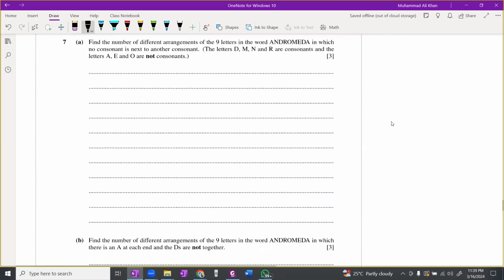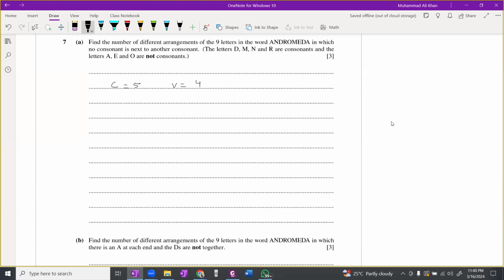Question number 7, the question of permutation and combination. क्या कहा गया जनाब permutation combination के question में? Find the number of different arrangements of the 9 letters in the word Andromeda in which no consonant is next to another consonant. सबसे पहले हम चेक कर लें consonants हैं कितने. Consonants हैं 5, vowel कितने हैं इसमें 4.